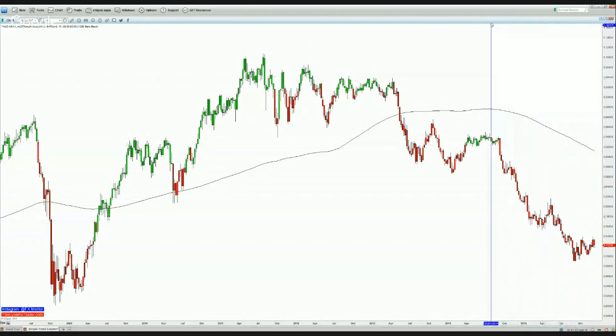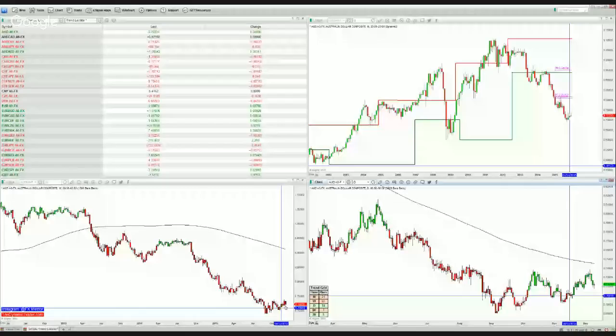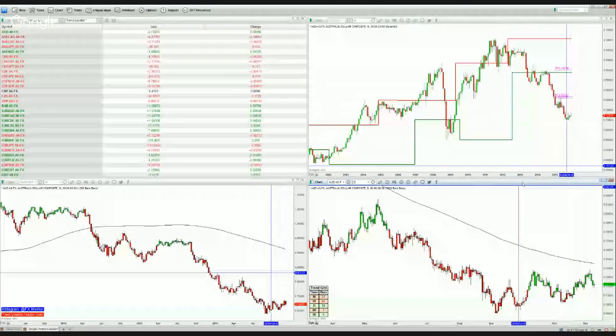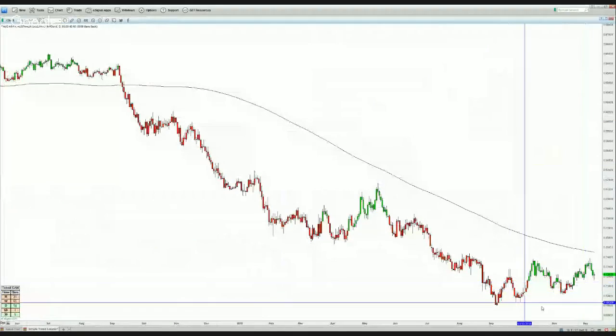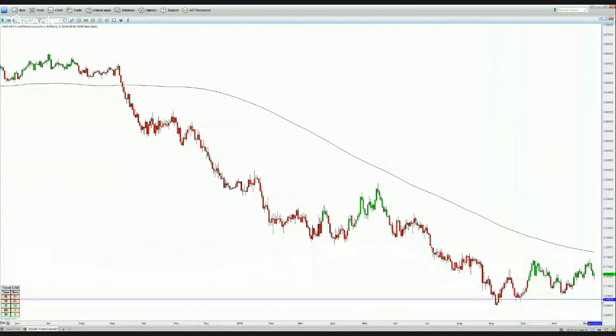If we go to the daily time frame, price is trading below the daily 200 moving average, so also that bearish bias. So on the weekly and the daily, price is bearish in terms of the bias. The trend filter is red, suggesting that we're in a bearish trend on the weekly time frame. However, if we look at the daily time frame, we can see that price is going sideways. It's alternating between red and green.